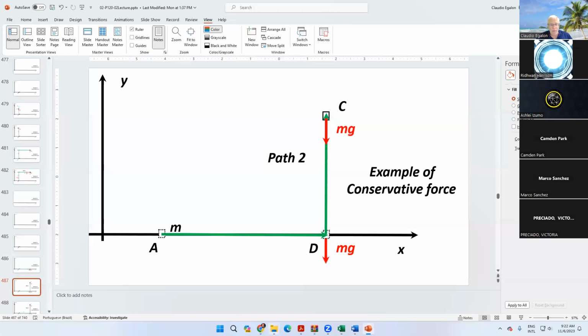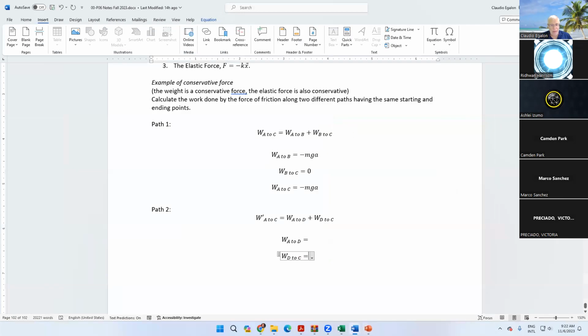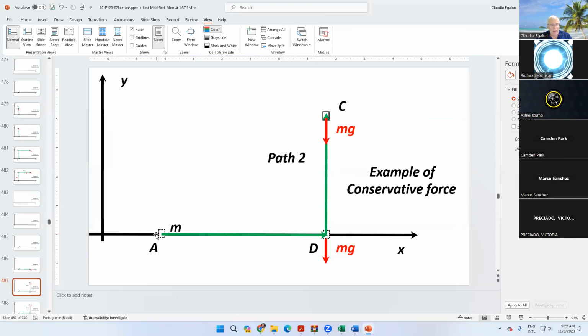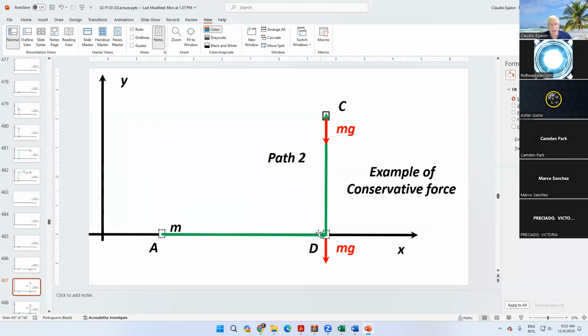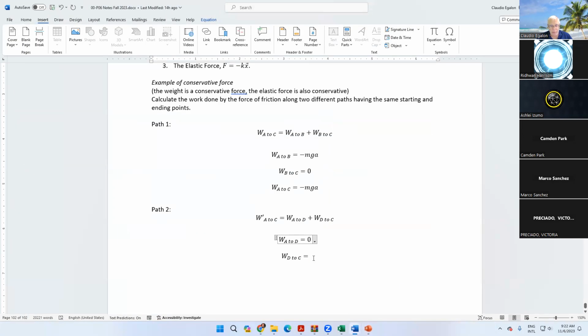We're looking at this one from A to D. Displacement is perpendicular to the force. Consequently, the work done from A to D is 0. And now the displacement from D to C, the force is against the displacement. So look what we get. We get the same thing as we got for the other path, minus mgA.